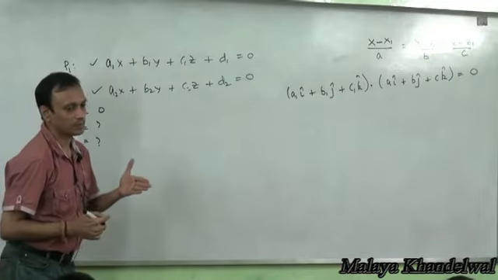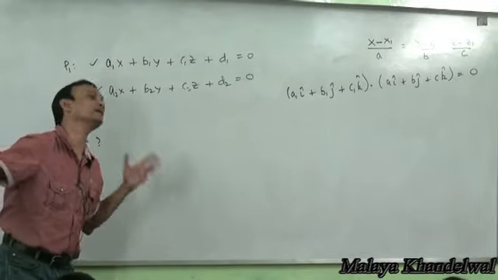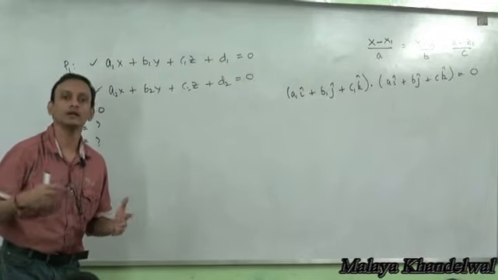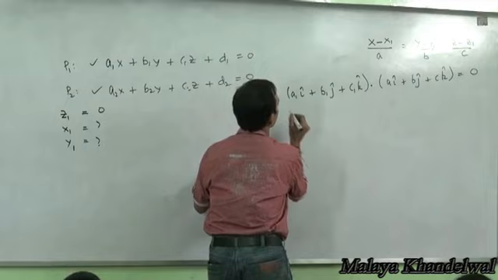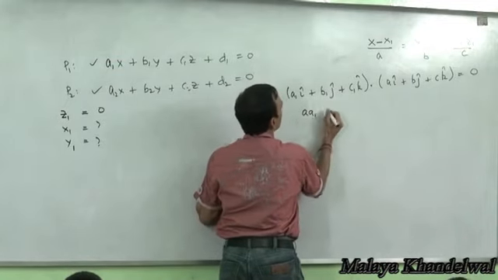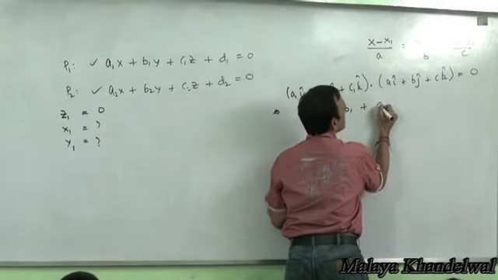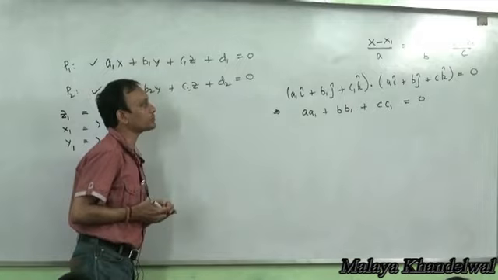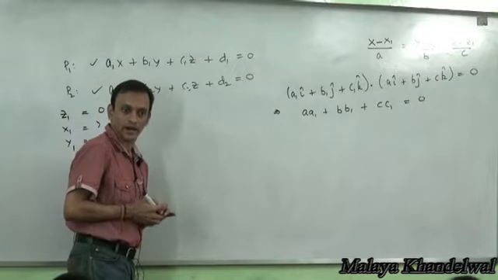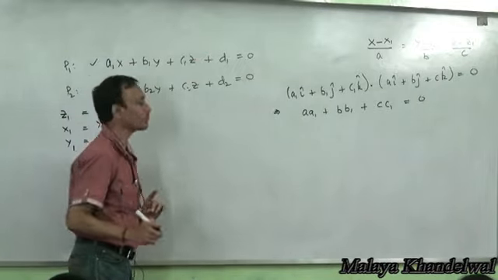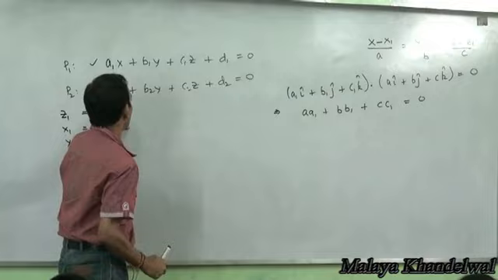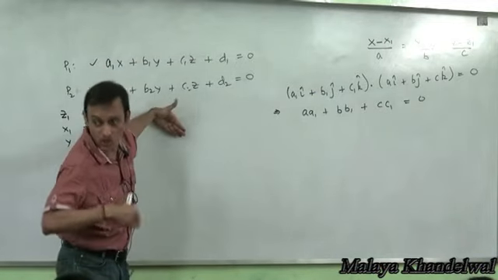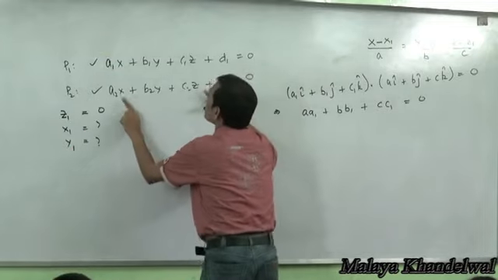Normal to the plane would be perpendicular to any line lying along the plane, which means Aa1 plus Bb1 plus Cc1 is 0. The dot product, right? And similarly, the line lies on this plane also because it lies along the intersection of the two planes, so it lies on both the planes. So this line lies on this plane.